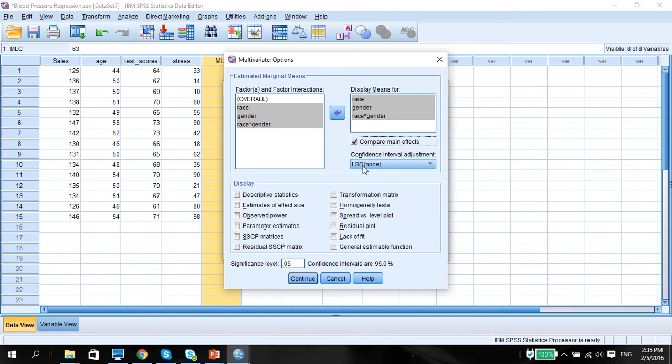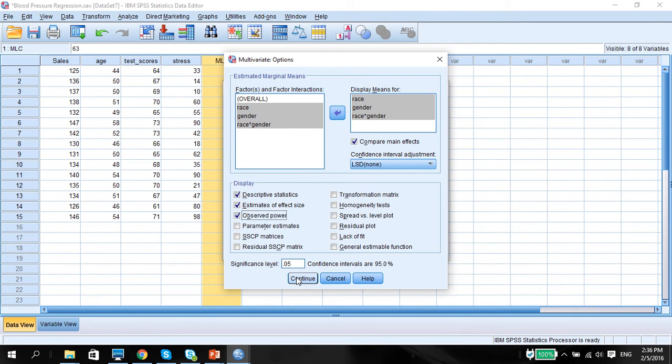And I'm going to use LSD. Click on these three: descriptive, estimates, and effect size. For this video, I'm not going to be showing you the interaction post hoc effects. Please refer to my previous video, video number 14, on how to get interaction post hoc effects. So you can use that idea and then add on to the syntax that we will produce here for the interaction effect for both the MLC and for sales.